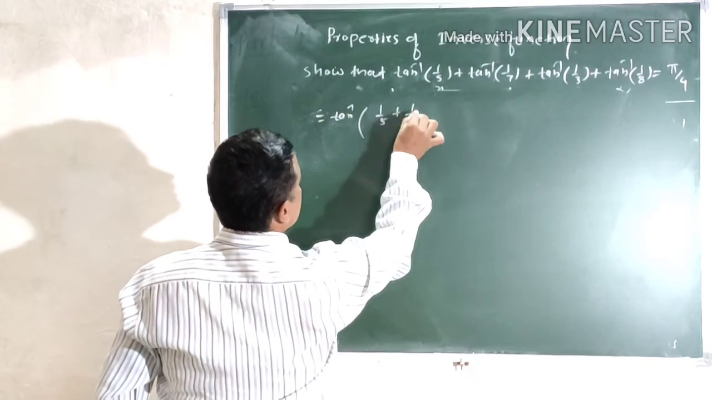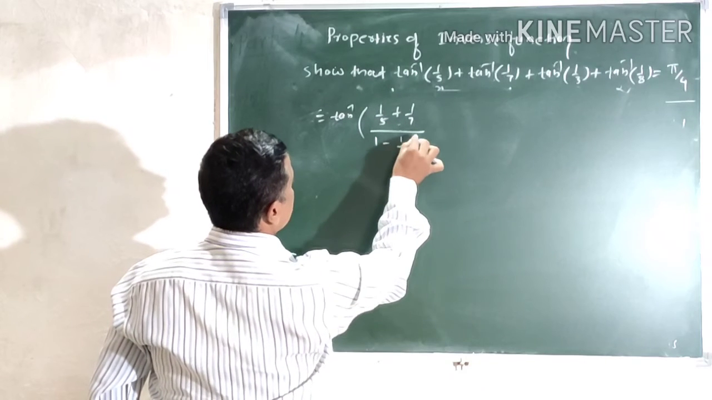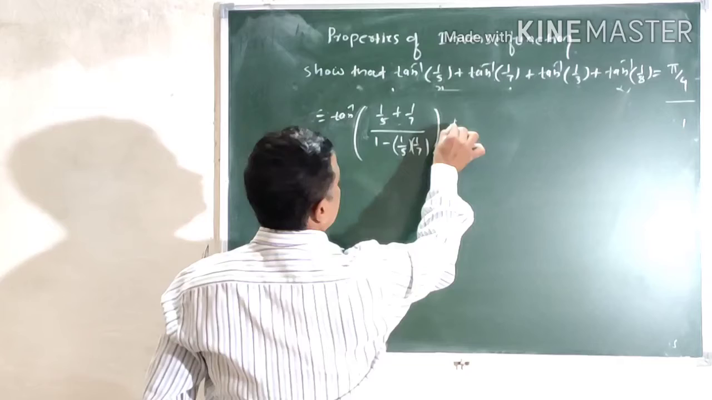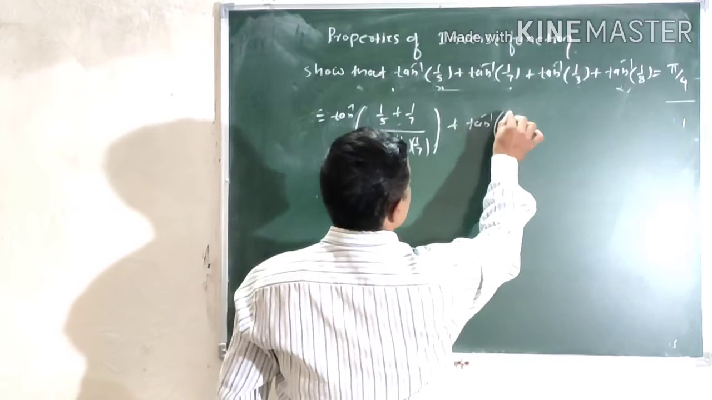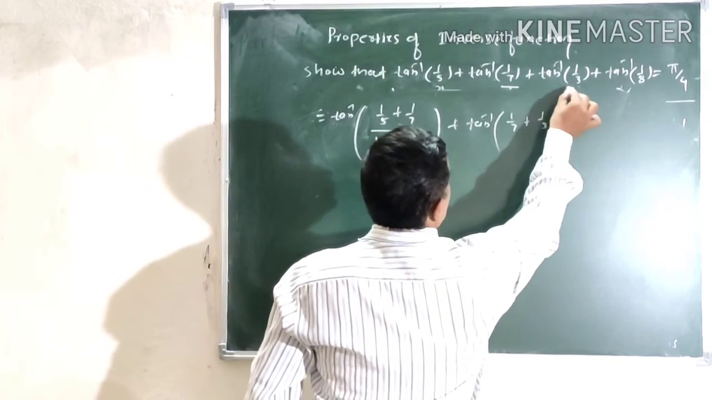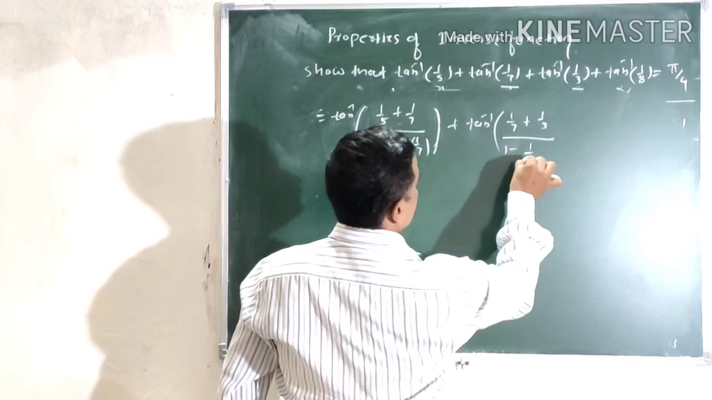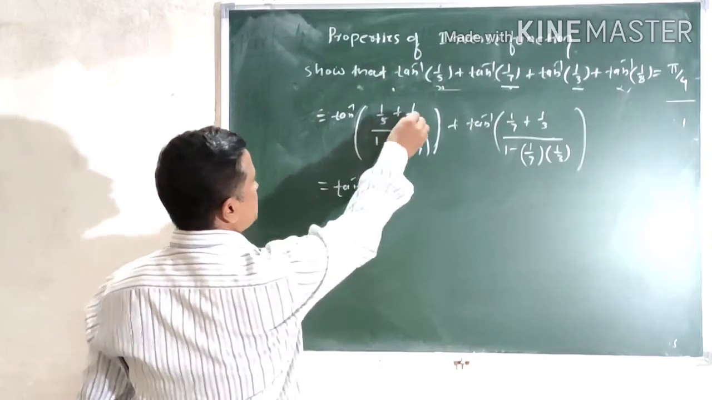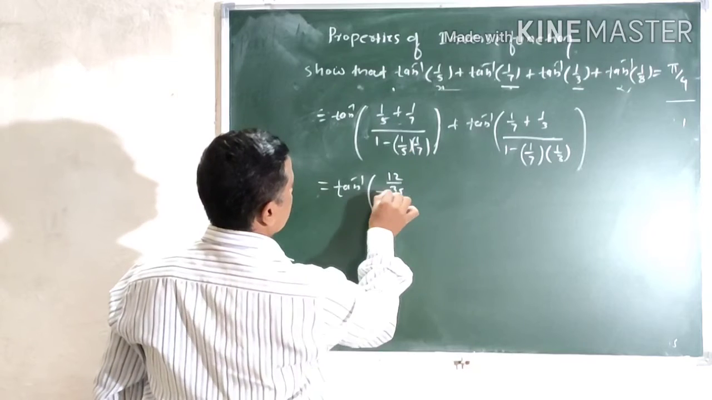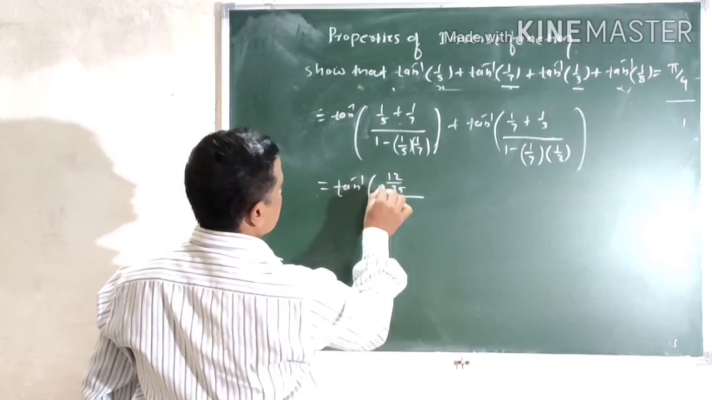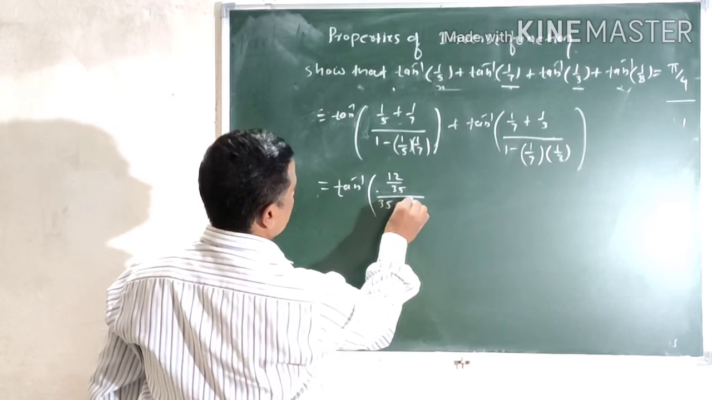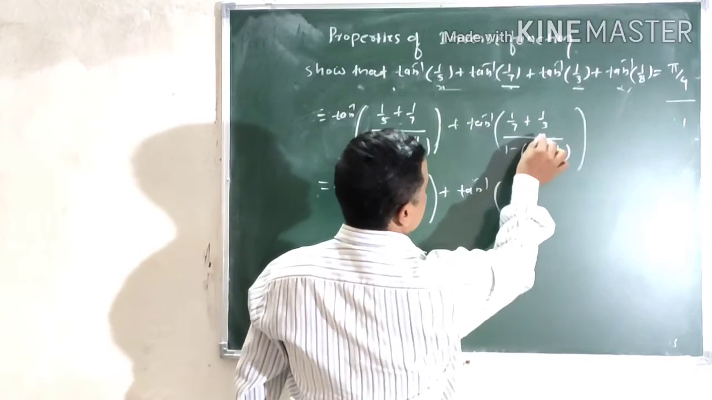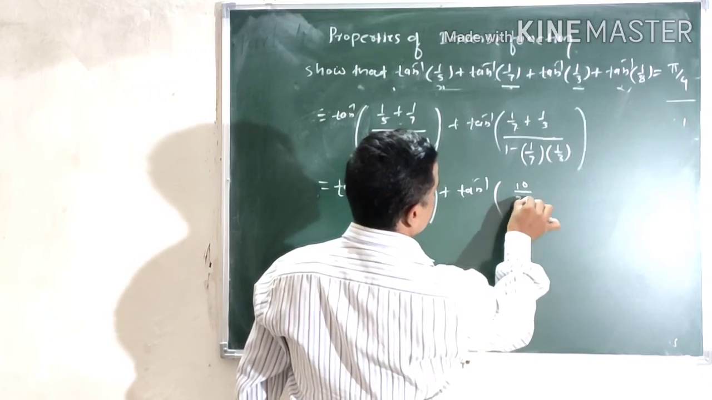1 by 5 plus 1 by 7 by 1 minus 1 by 5 into 1 by 7, plus tan inverse of 1 by 7 plus 1 by 3 by 1 minus 1 by 7 into 1 by 3, that is equals to tan inverse of 12 by 35, again it is 1 minus, so 35 minus 1 by 35, plus tan inverse of 10 by 21.